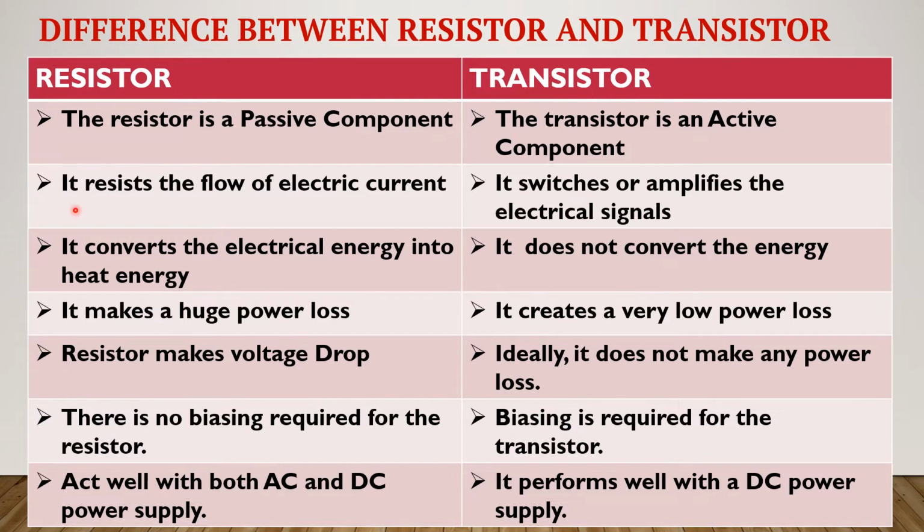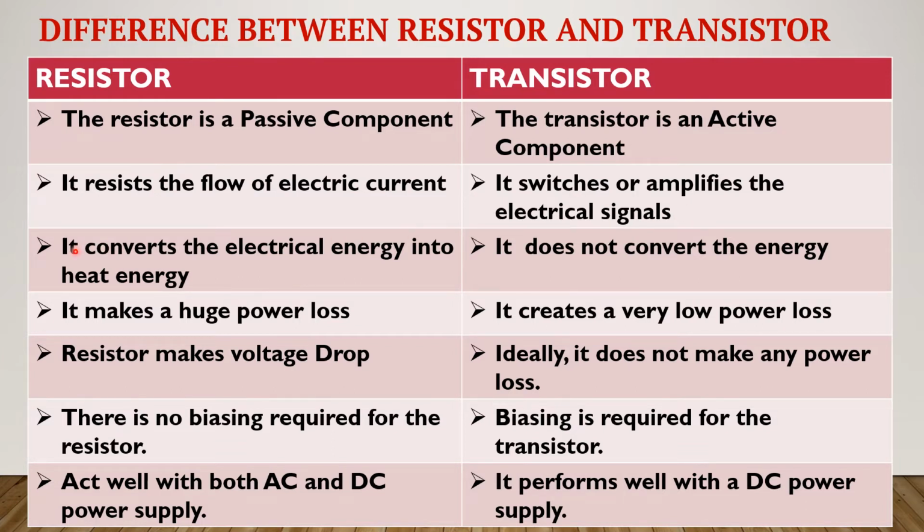Now let's see, it resists the flow of electric current. Why we call that component a resistor means it is used to resist the flow of electric current. And what is the use of transistor means it switches or amplifies the electrical signal, and the applications are switching and amplification applications. That means we can use the transistor as a switch or amplifier.